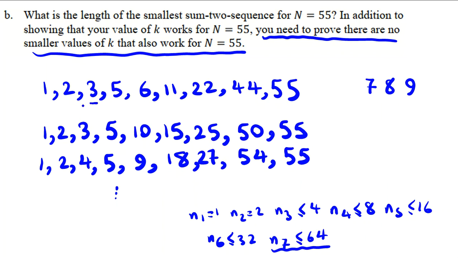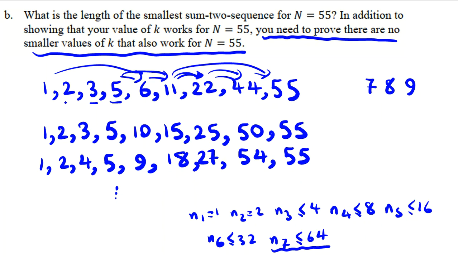Why is it good? 3 is 2 plus 1, 5 is 3 plus 2, 6 is 5 plus 1, or 3 times 2, 11 is 5 plus 6, then you can multiply, 11 plus 11 is 22, 22 plus 22 is 44, and 44 plus 11 is 55. The length is what? 1, 2, 3, 4, 5, 6, 7, 8, 9.